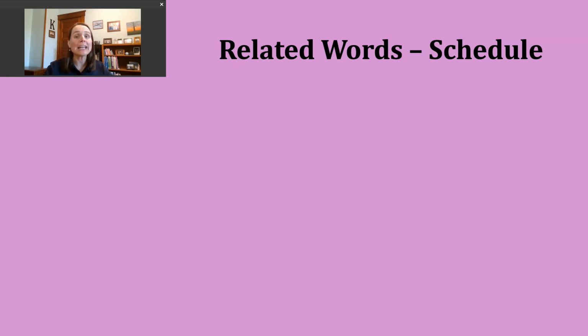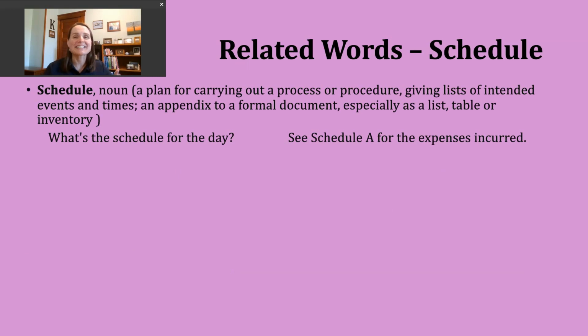Now, let's spend a moment looking at some words that are related to our verb schedule. And the first word we're going to look at is just the noun form of this word. The noun schedule has the same spelling and the exact same pronunciation. It also can be used in a couple different ways. We'll talk about 2. The first way you hear the noun schedule used is to talk about a plan for carrying out some type of process or procedure. It might even be something that's giving you a list of certain events and times, days and times. So an example of how you might hear this used. What's the schedule for the day? Right? So here someone might be asking and thinking about, well, what are we going to do at 9 o'clock? What about at 10 and 11 and so on?